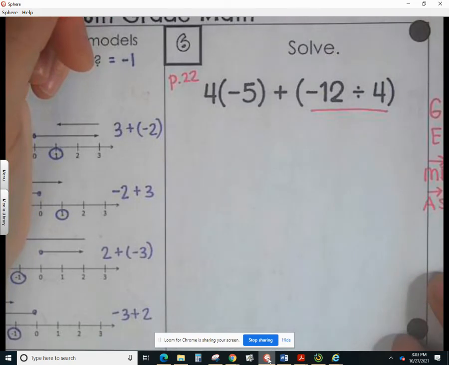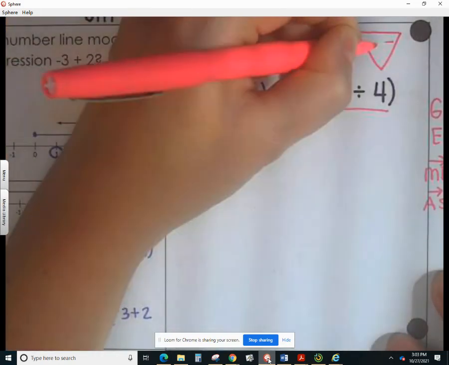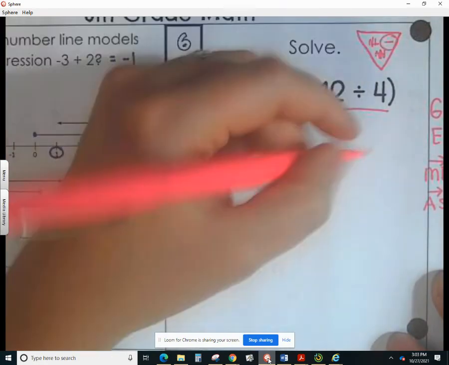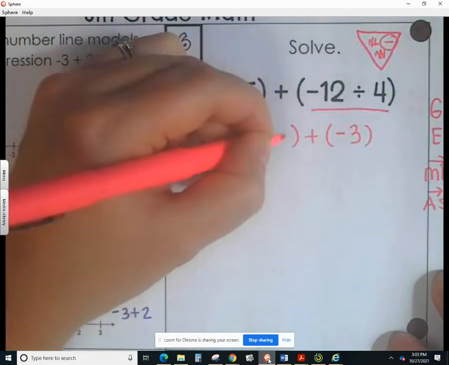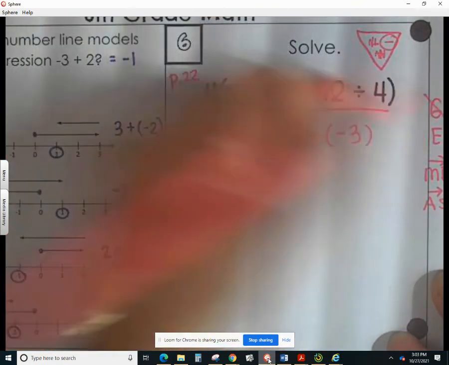Don't forget that you also have to follow your integer rules. So we have to use Dorito Man because we're dividing integers. So a negative divided by a positive gives us a negative answer. So that's going to be negative 3. And then I'm going to rewrite the rest of the problem. We're done with our grouping symbols.